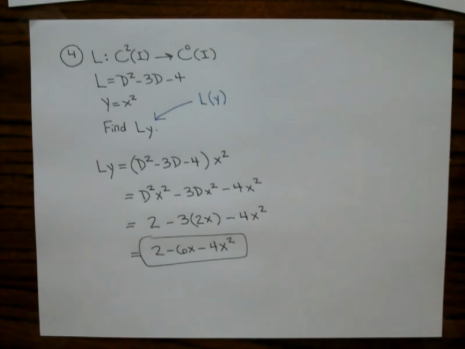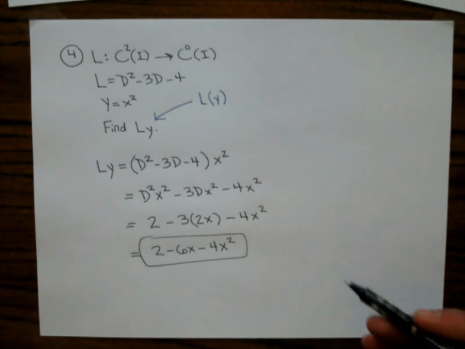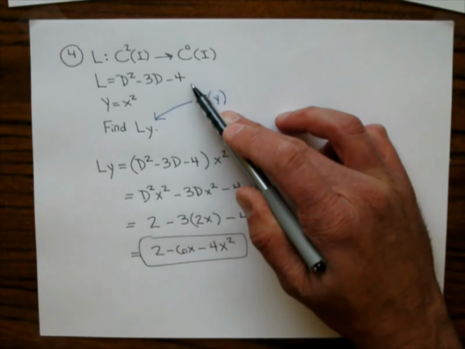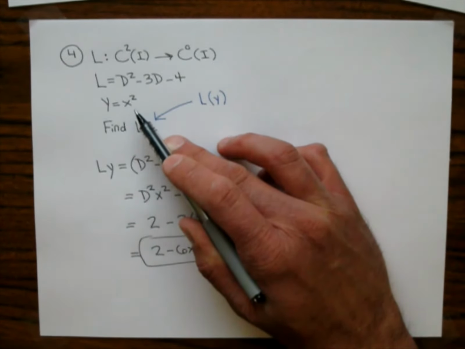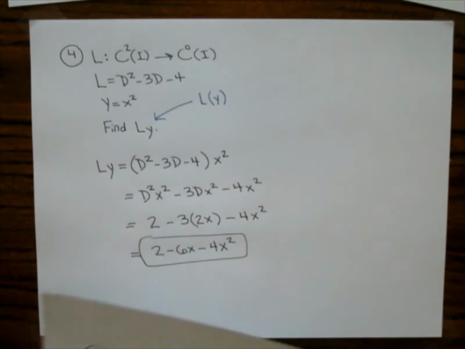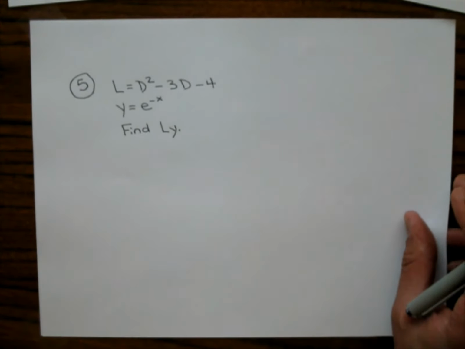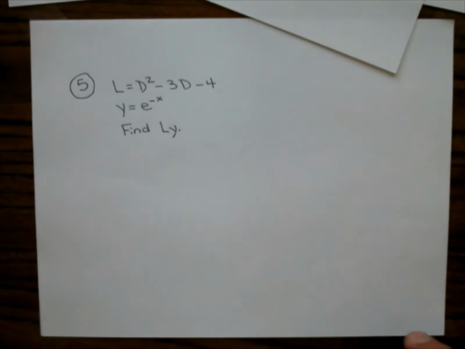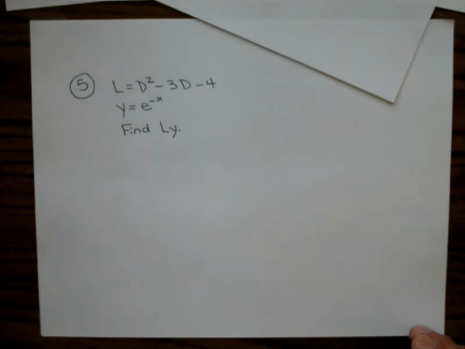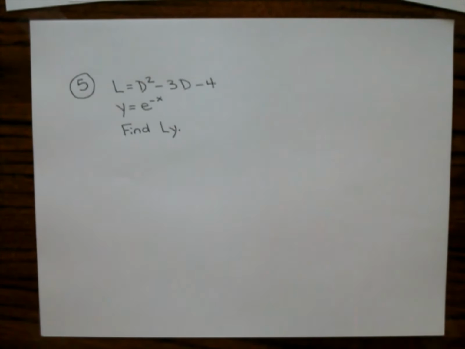Let's go ahead and do another problem that uses the same linear transformation L, and we'll pick a different function. It won't be x squared. It will be e to the negative x. So maybe you want to see if you can do this on your own by pausing the video and then start it up and see what I get.